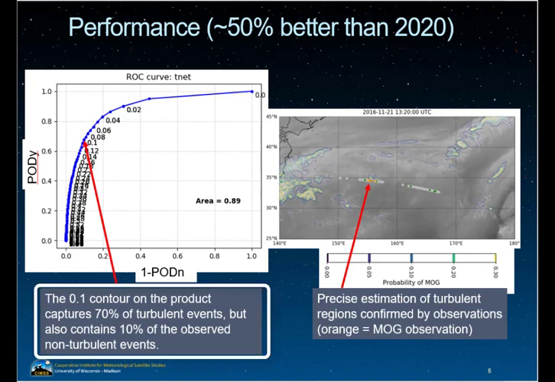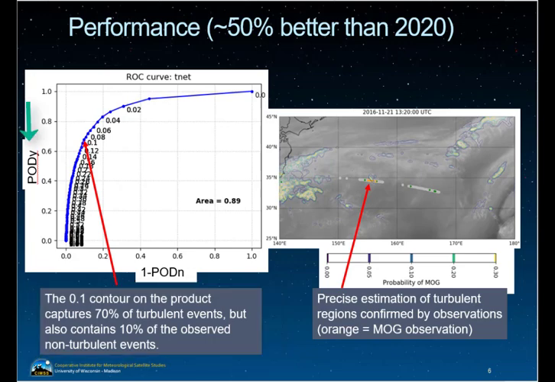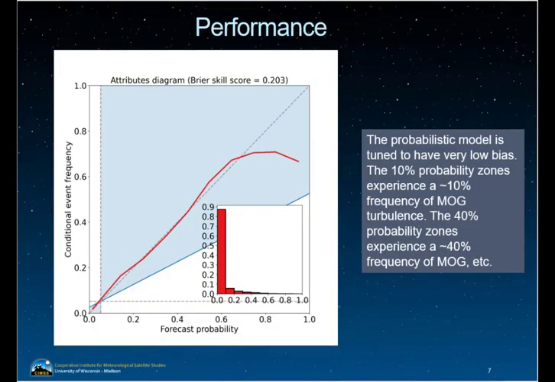The 0.1 contour captures 70% of all turbulent events, but also contains 10% of observed non-turbulent events. Note that POD-Y on the y-axis means probability of a yes detection. The x-axis is 1 minus the probability of a no detection. The reliability diagram shown here shows a model with very low bias. N% probability zones experience about an N% frequency of moderate or greater turbulence.